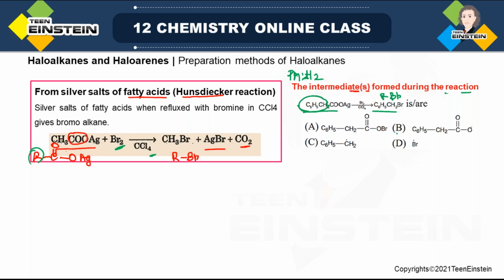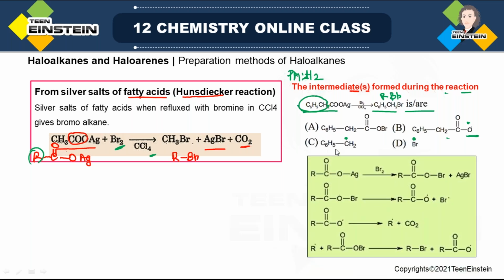Now here one option or more than one option may be correct. Different structures are given: PhCH2CO2Br, PhCH2CO2 dot, that is a radical, then Br dot, and option C is PhCH2 dot, that means benzyl radical. Now if we do not know the details of the mechanism, then we will not have the idea about the intermediates that are formed in the different steps. So first we have to see the details of all the steps involved in this reaction, then only you can answer this question.